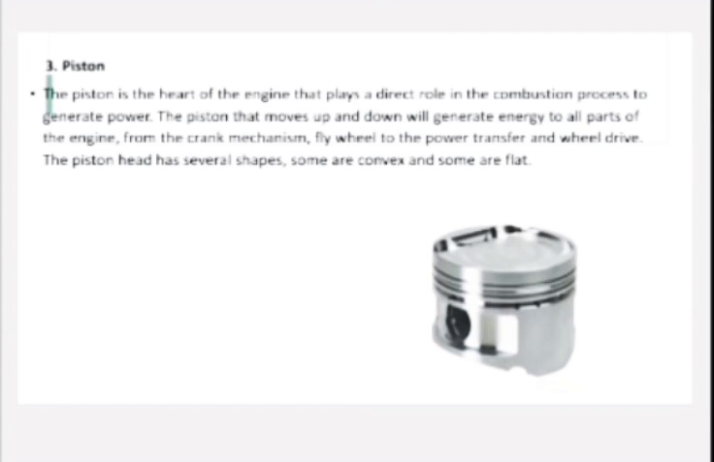3. Piston. The piston is the heart of the engine that plays a direct role in the combustion process to generate power. The piston that moves up and down will generate energy to all parts of the engine, from the crank mechanism and flywheel to the power transfer and wheel drive. The piston head has several shapes. Some are convex and some are flat.